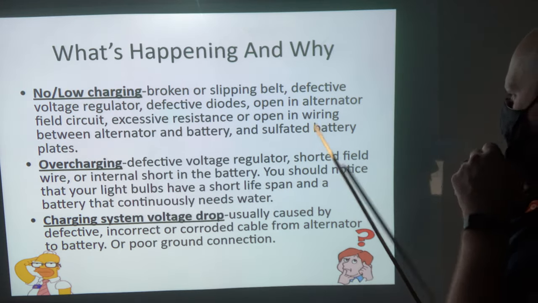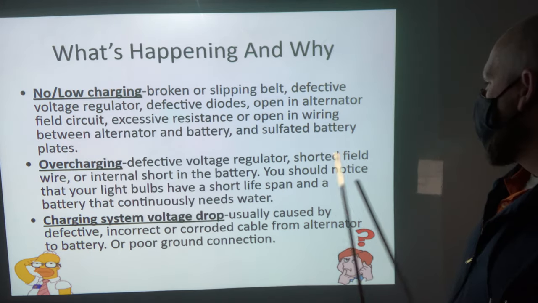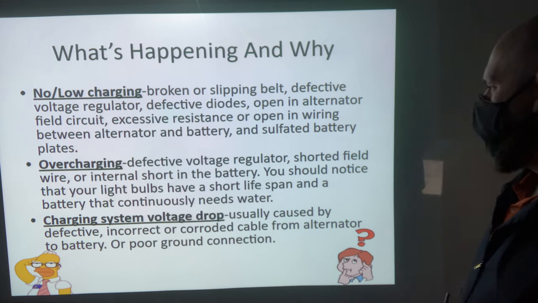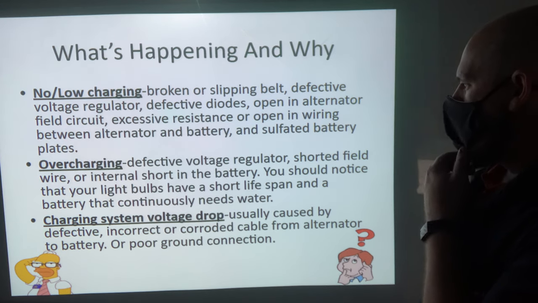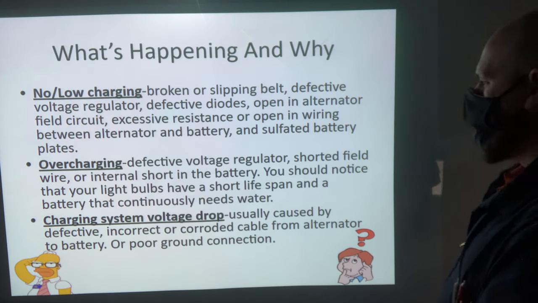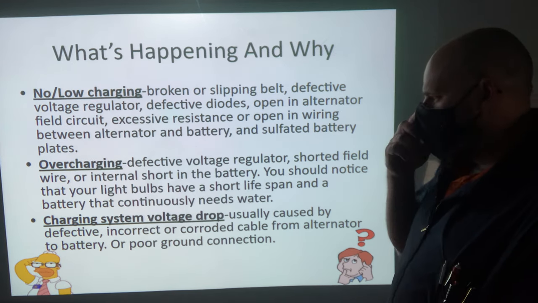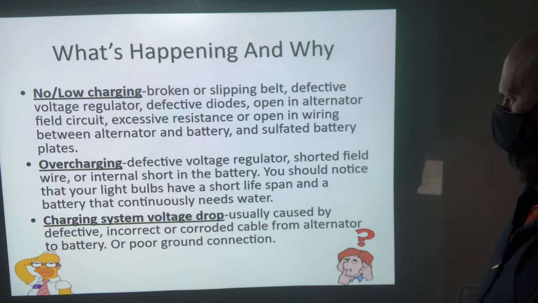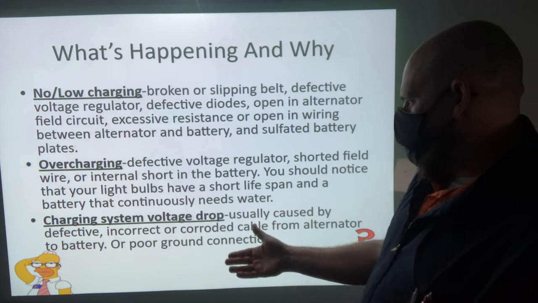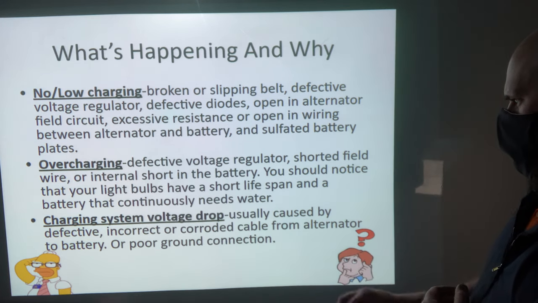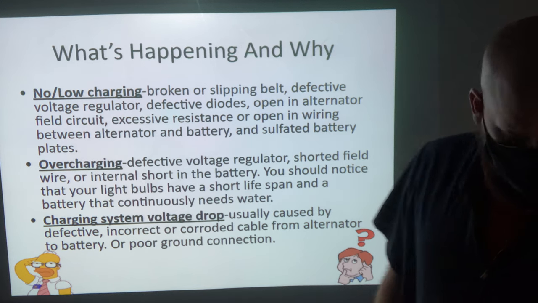Overcharging: defective voltage regulator, shorted field wire, or an internal short in the battery. You should notice that your light bulbs have a short lifespan and a battery that continuously needs water. Charging system voltage drop is usually caused by a defective, incorrect, or corroded cable from the alternator to the battery, or a poor ground connection.